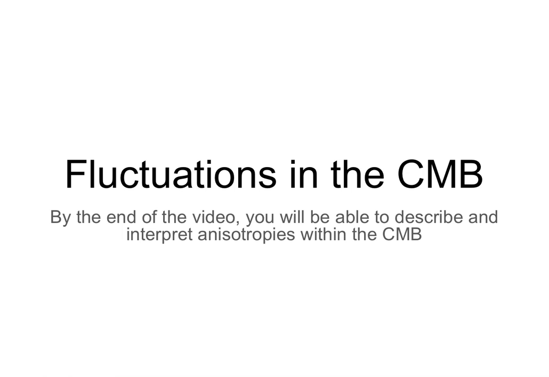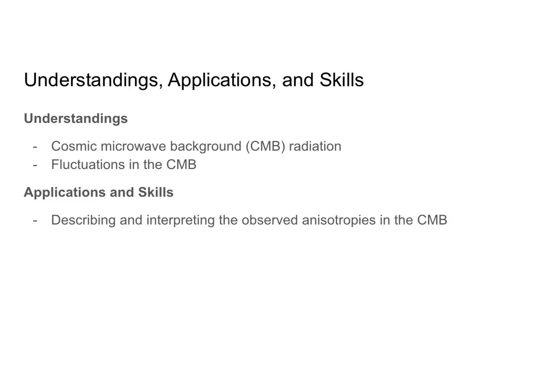In this video, we're going to talk about some of the fluctuations in the cosmic microwave background. As you recall, in our introduction to the cosmic microwave background, we described the CMB as isotropic. In this video, we're actually going to discover and discuss some of the anisotropies within the CMB. That is to say, some of the tiny fluctuations that we see in the cosmic microwave background. So let's go ahead and get started.